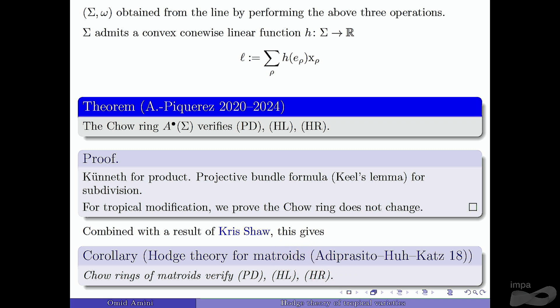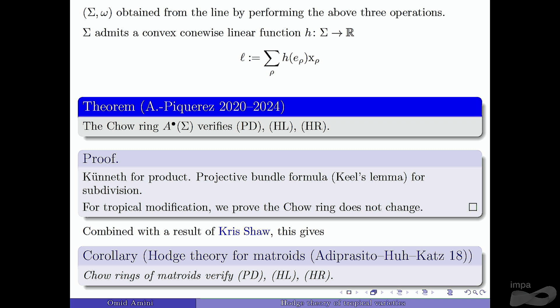to reprove, giving basically a simple proof of a recent result by Adiprasito, Huh, and Katz on Hodge theory for matroids. Basically, to any matroid, I didn't define a matroid, you can associate one of these tropical fans, and it turns out that that tropical fan can be constructed, by a result of Chris Eur, by doing this sequence of operations from the line.